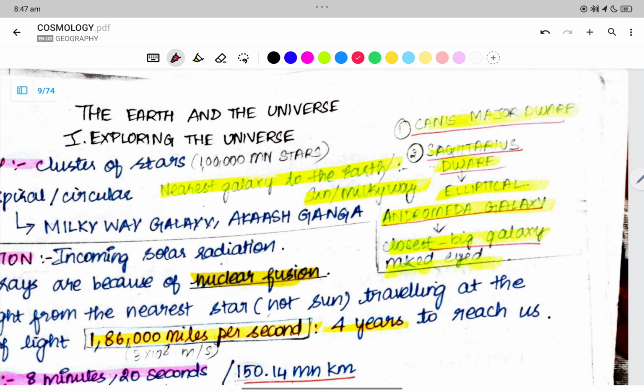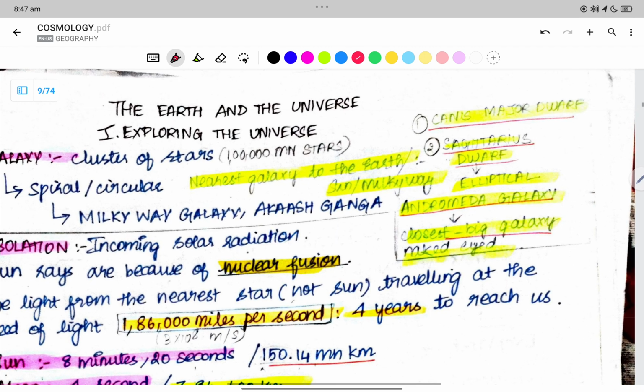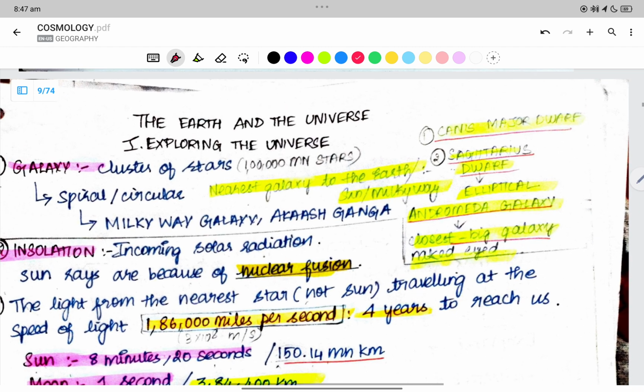Now we are going to look into the topic of universe, right? Earth and the universe. Exploring the universe.